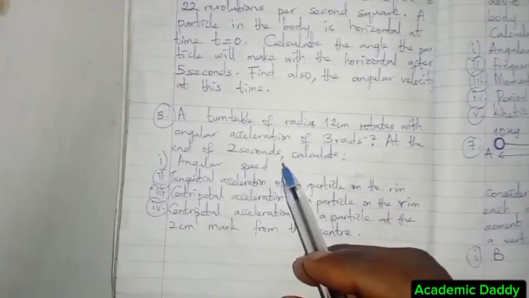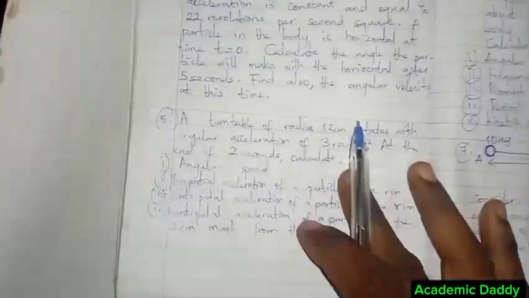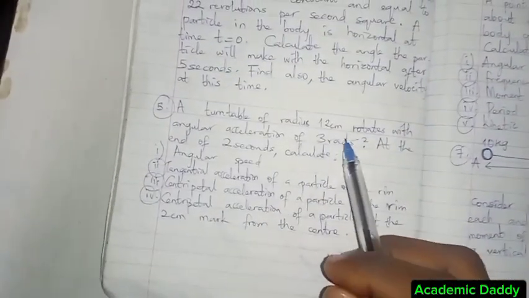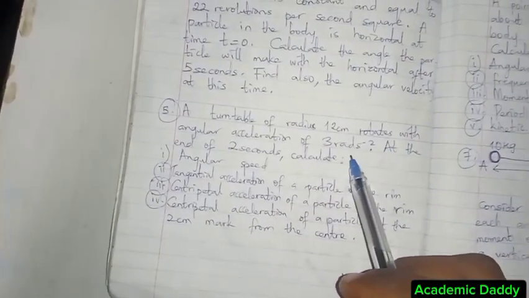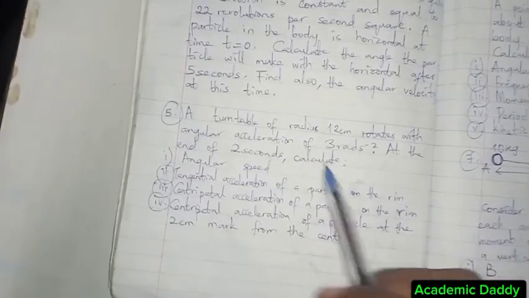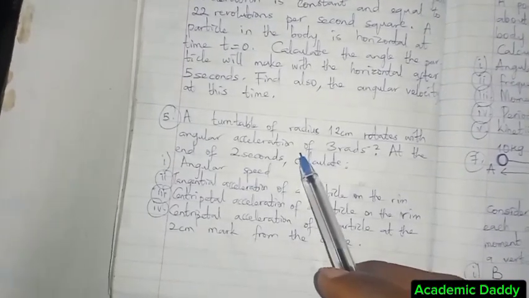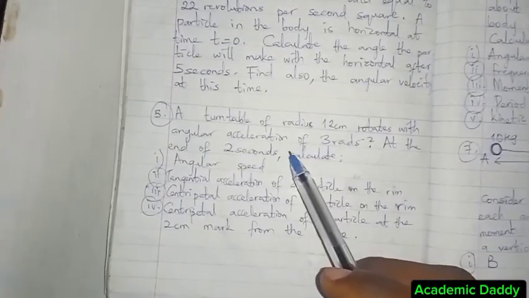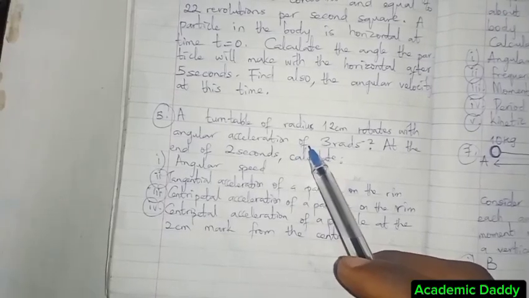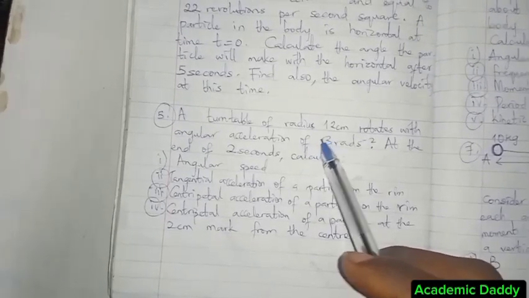So this one now, you are the one doing this one for me. The turntable of radius 12 cm rotates with angular acceleration of 3 rads at the end of 2 seconds, calculate. Remember that when we hear acceleration without mentioning velocity, that means it has an initial velocity which is 0. So do that one for me. Now let's quickly rush to this one.